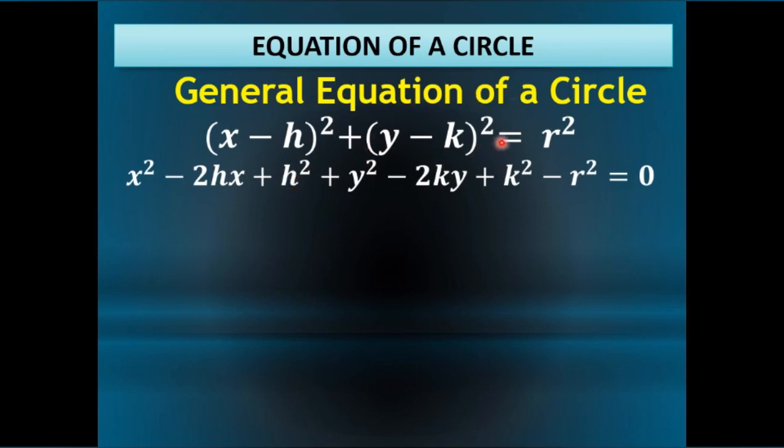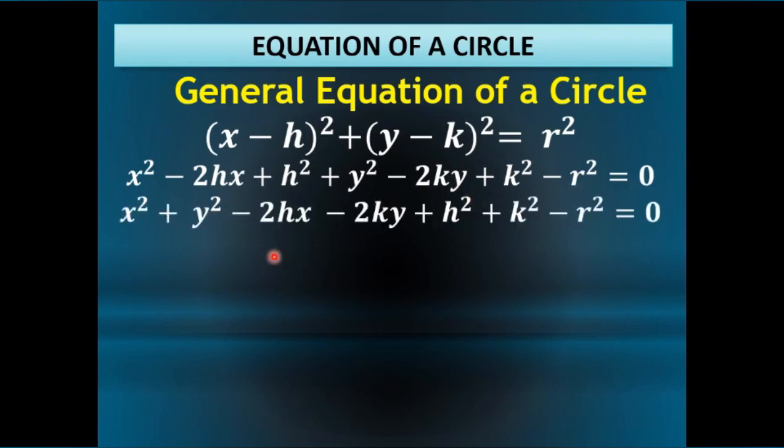And then for the other square of binomial, we have y squared. 2 times y times -k is -2ky. And then -k times -k is equal to +k squared. And then we have to combine the r squared to the other side. So we add -r squared to both sides. So we have x squared minus 2hx plus h squared plus y squared minus 2ky plus k squared minus r squared equals 0.